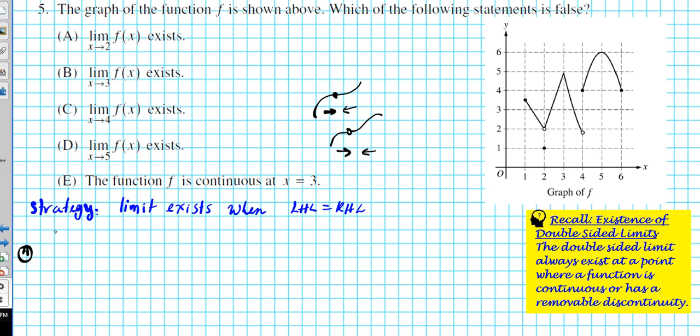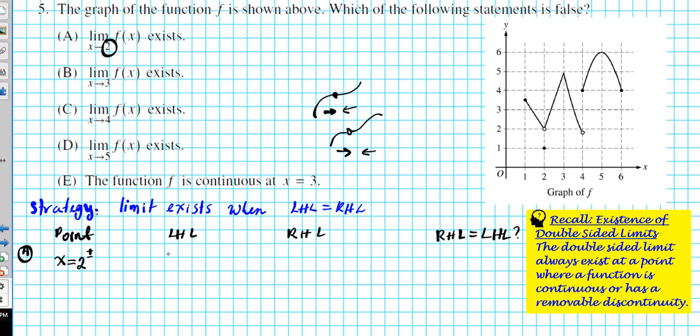We'll start by identifying the points that we are approaching. We'll look at the left-hand limit and then the right-hand limit using the graph, and then we will see if the right-hand limit is equal to the left-hand limit. Okay, question mark. Now, for option A, we are approaching 2. So what direction are we approaching 2 from? There are no directions, so that automatically tells us that we are approaching from the left and the right.